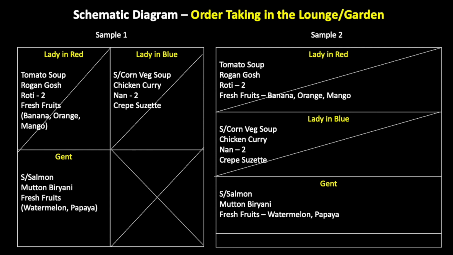If you look at sample 1, since you do not know where lady in red is going to sit, either on chair 1 or chair 2 or chair 3 or chair 4, we just write on top lady in red, lady in blue or gent. Please identify your customers either by the color of their clothes or their blouses or their hats, and the same thing with the gents by the color of their ties or suits, etc.